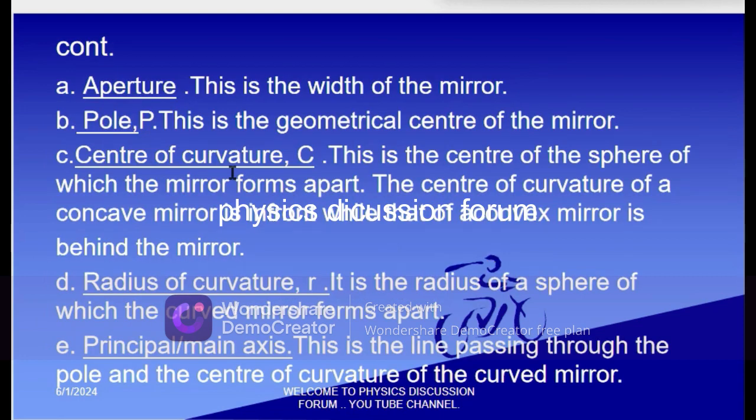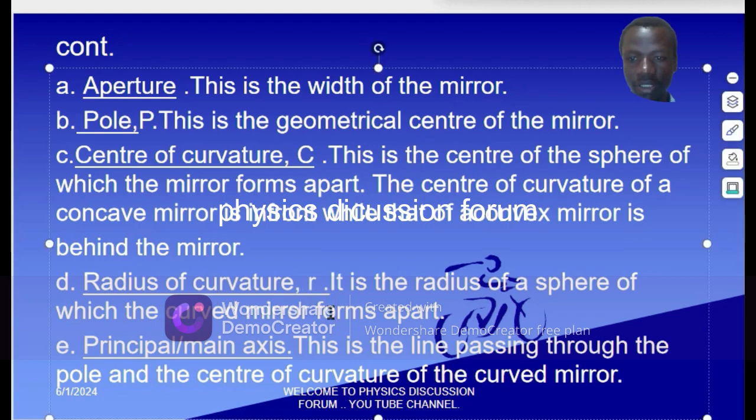The first one, we have the aperture. This is the width of the mirror. Then the pole is the geometrical center of the mirror. Then the third one, we have the center of curvature, represented by C. This is the center of the sphere of which the mirror forms a part. The center of curvature of a concave mirror is in front, while that of a convex mirror is always behind. The radius of curvature is the radius of the sphere of which the curved mirror forms a part.